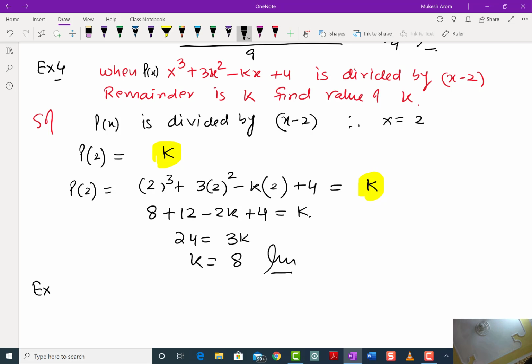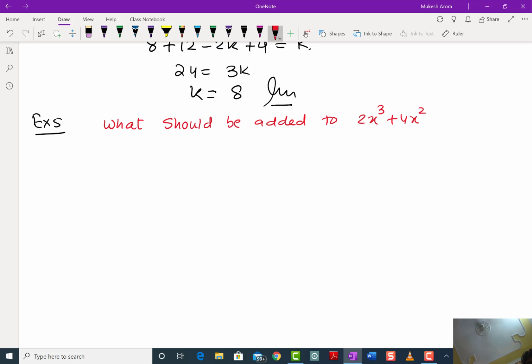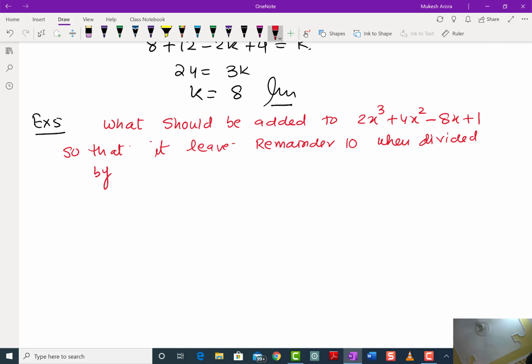Then example number 5. What should be added to 2x cube plus 4x square minus 8x plus 1 so that it leaves remainder 10 when divided by 2x plus 1?